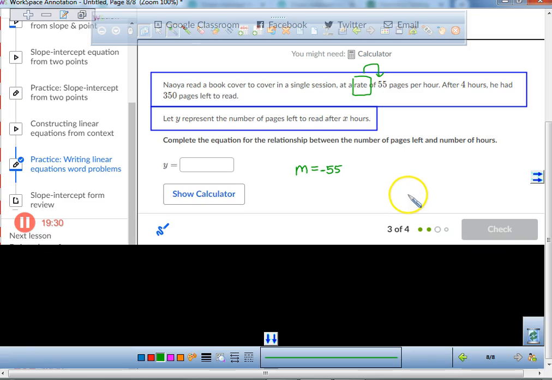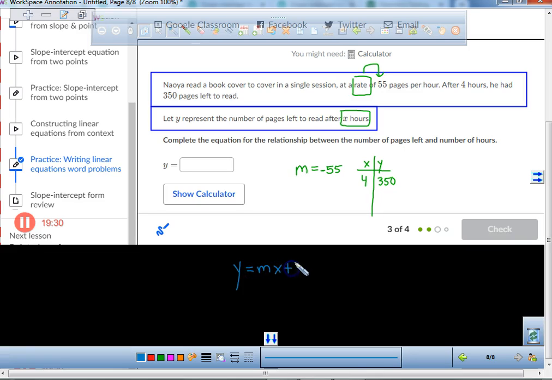So here's what I need you guys to do. I need you guys to make a little table here. All right? Make a table. Make an X and a Y table. It says after 4 hours, see how it says X represents hours? So after 4 hours, how many pages did he have left to read? 350.